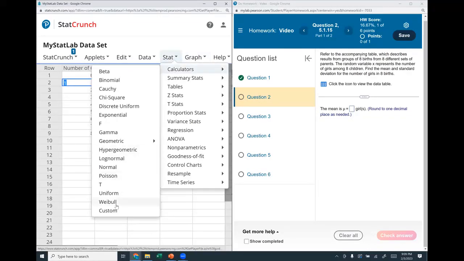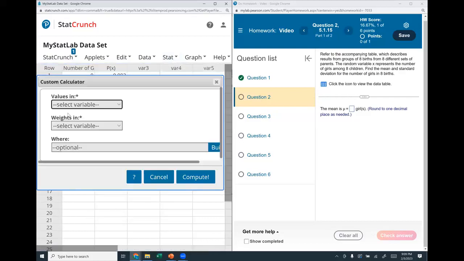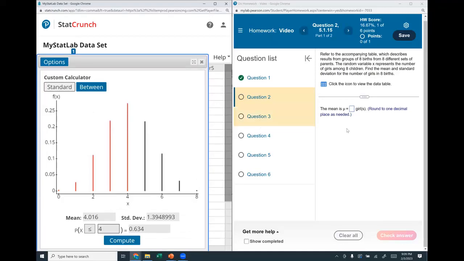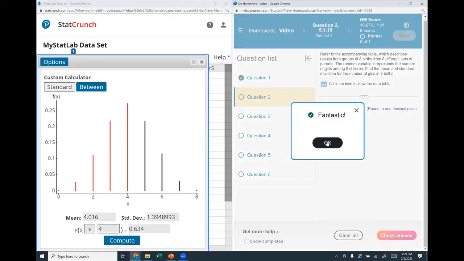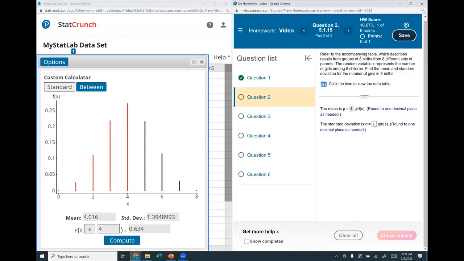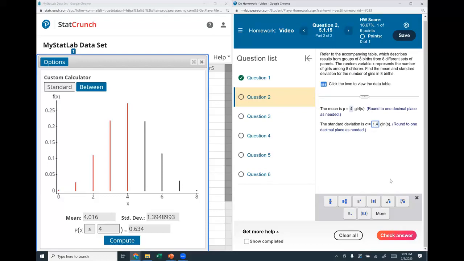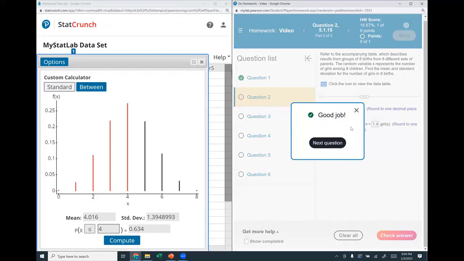Calculators, Custom, all the way at the bottom. My values are number of girls. That's my X. The probabilities are my weights. I hit compute. And the mean is right here, round to 1 decimal. It's just 4. We can put 4 or 4.0. Either one should make it happen. Yes. And the standard deviation, round to 1 decimal, is 1.4. And check answer. And that's it.